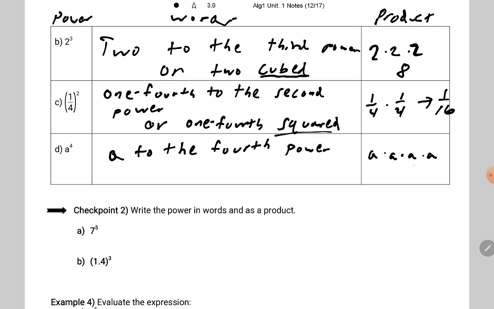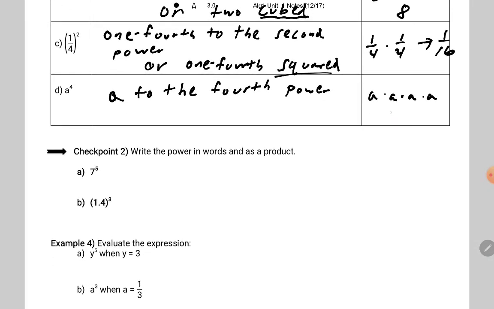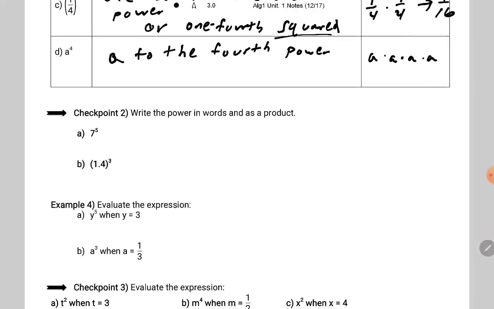So this is a to the 4th, not 4a, okay? Not 4a. This is a to the 4th. 4a would be a plus a plus a plus a. Okay. So this is a to the 4th. All right.